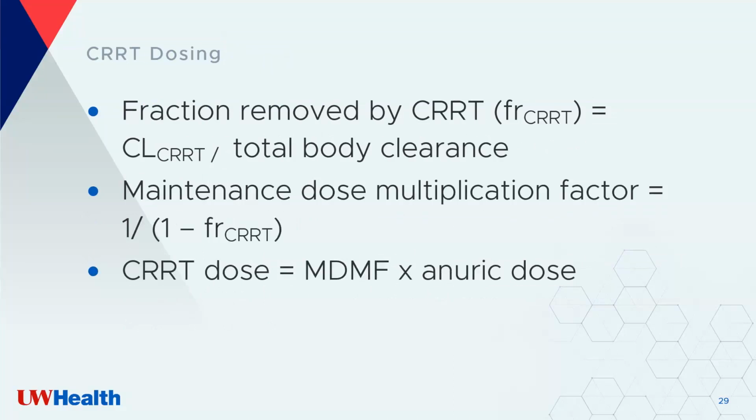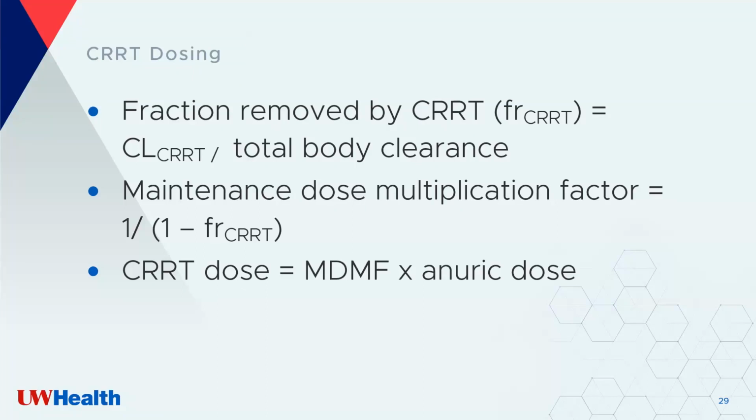And then finally for the equation, we look at the clearance by CRRT divided by the total body clearance. And then this gives us the maintenance dose multiplication factor. So this factor is used to times by the anuric dose in order to ensure that we are accounting for the solutes that are being taken out by CRRT. So even if a patient does not have any residual kidney function, we are accounting for the solutes that are being taken out by CRRT.